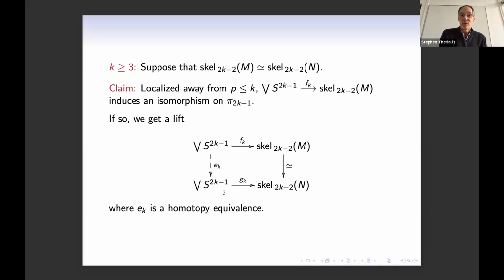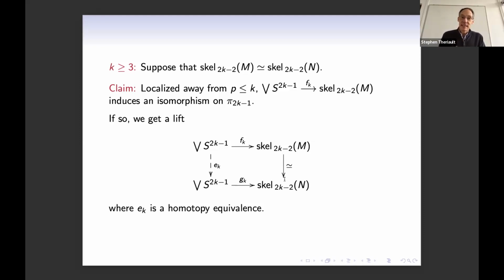If fk is inducing an isomorphism on pi 2k minus 1, and inductively, you also assume gk is as well, then this equivalence between 2k minus 2 skeletons is also inducing an isomorphism on pi 2k minus 1. So if you do fk followed by the equivalence of 2k minus 2 skeletons, that's an isomorphism on pi 2k minus 1, which lifts through the isomorphism gk to produce a map ek. And the commutativity of the picture says that that would also be an isomorphism on pi 2k minus 1. So now you've got a self-map of a wedge of 2k minus 1 spheres, which induces an isomorphism on pi 2k minus 1.